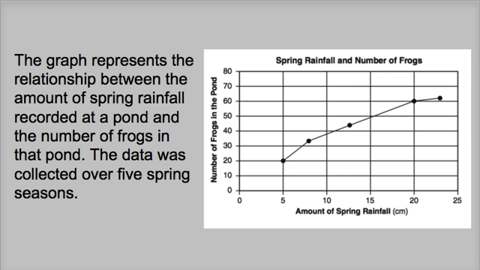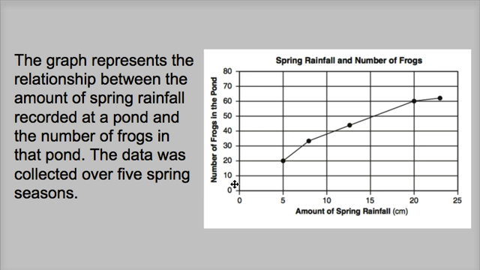This graph that you see here represents the relationship between the amount of spring rainfall recorded at a pond and the number of frogs in that pond. The data was collected over 5 spring seasons. So let's look at this right here. We see that there are 5 different dots, and so I'm going to assume that those are the 5 seasons that the data was collected. Here on your y-axis, you have the number of frogs in the pond, and this is dependent on the amount of rainfall.